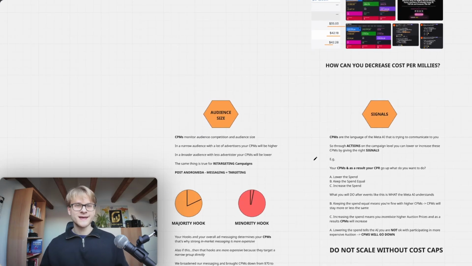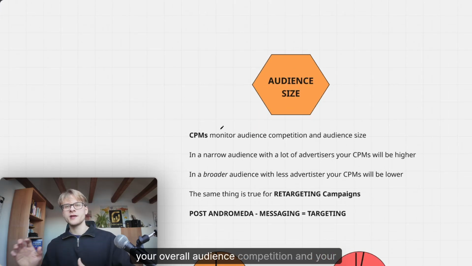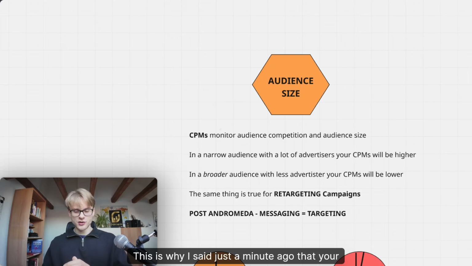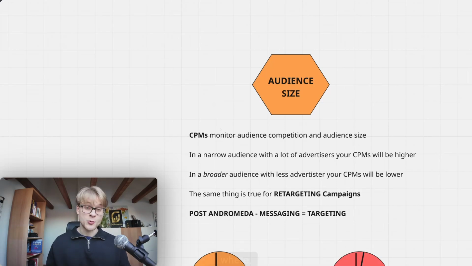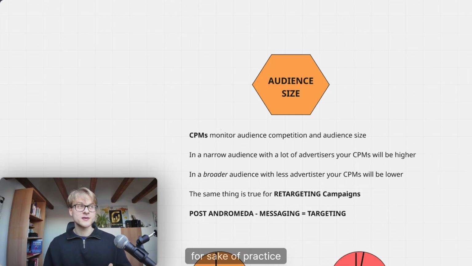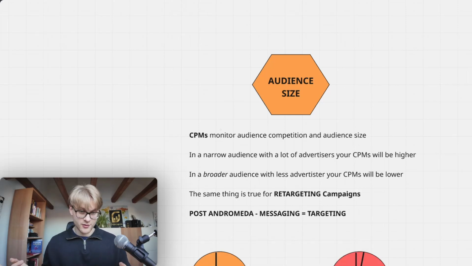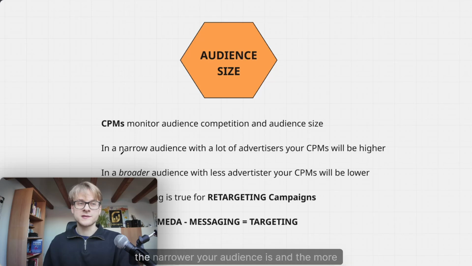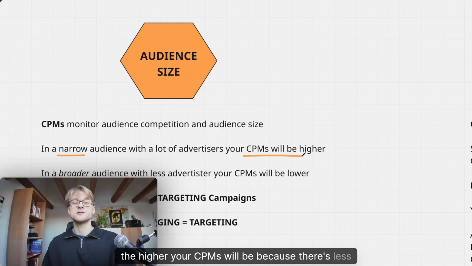So one big thing is audience size. You need to understand that your CPMs monitor your overall audience competition and your audience size. This is why I said just a minute ago that your CPMs will depend on the niche that you're in. For example, there are niches such as the trading niche where you know, for sake of practice, that the CPMs in this niche are higher compared to, for example, the AI niche, right? Or AI automation. So in a narrow audience, the narrower your audience is and the more competition there is, the higher your CPMs will be because there's less space, right?